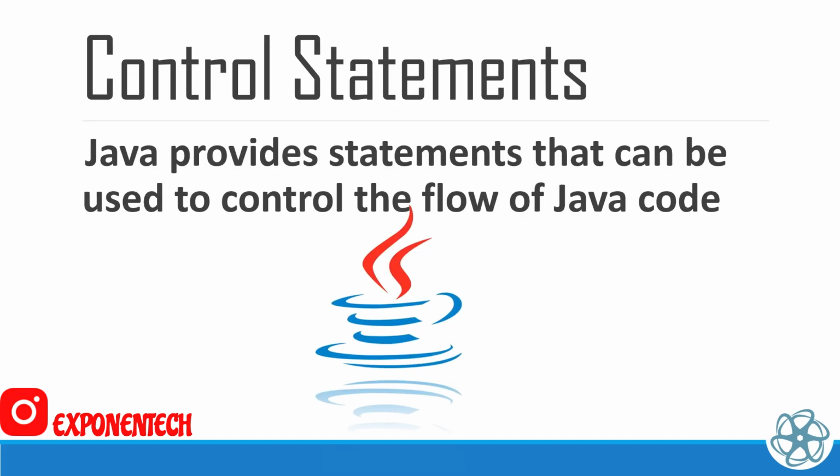So what are control statements? Java provides statements that can be used to control the flow of Java code. If I have some conditions, I have to execute according to those conditions. So how can I execute those things? That's all about control statements.